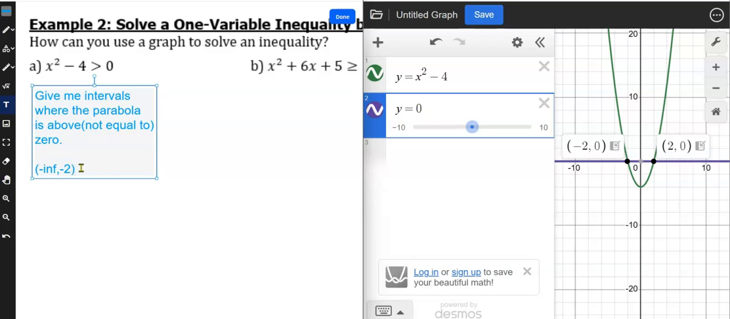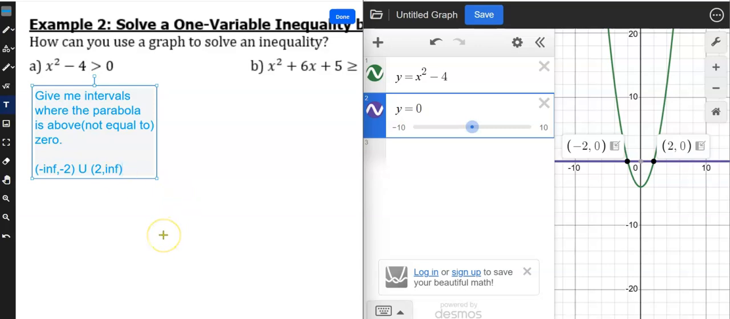Now, I cannot use a bracket on negative 2. And so that goes back to this part right here, not equal to. You see how it doesn't have an equal to sign right there? It doesn't have greater than or equal to. If you would change this question, maybe I'll show you that here in a second. Union, parenthesis, 2, comma, infinity.